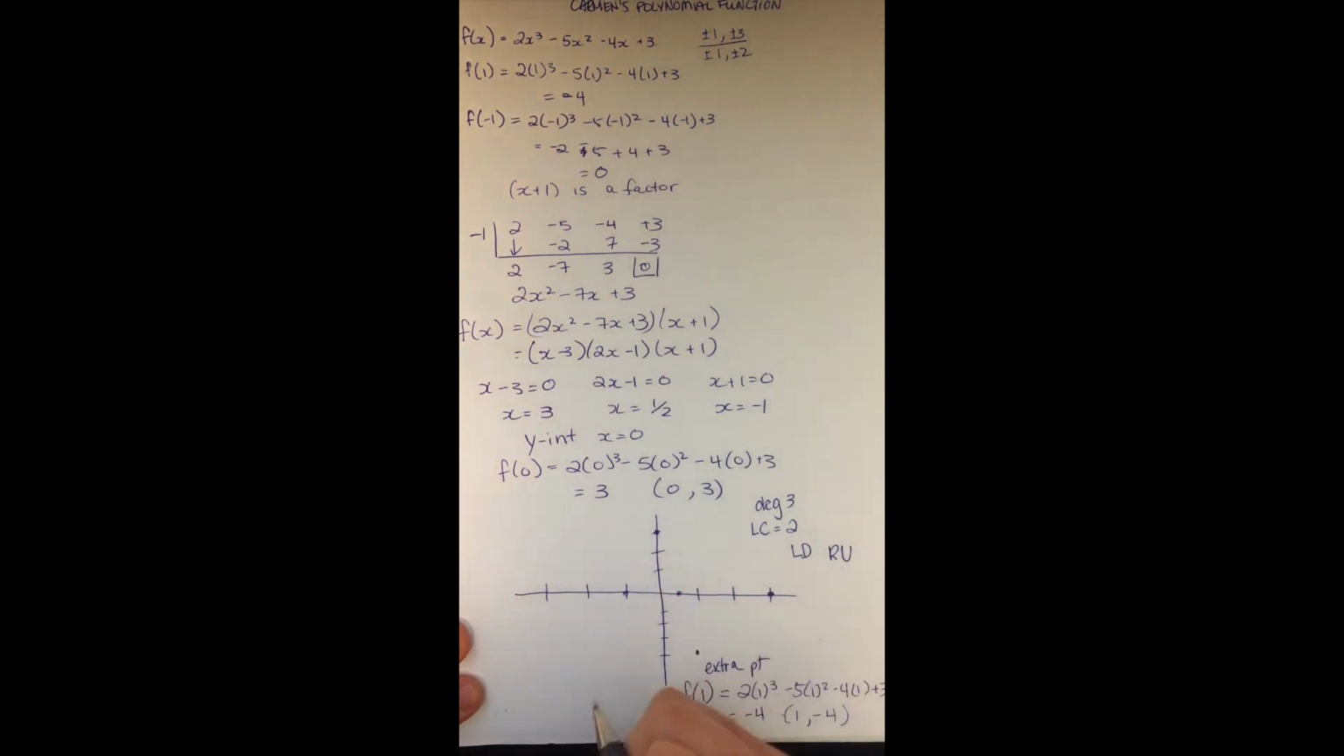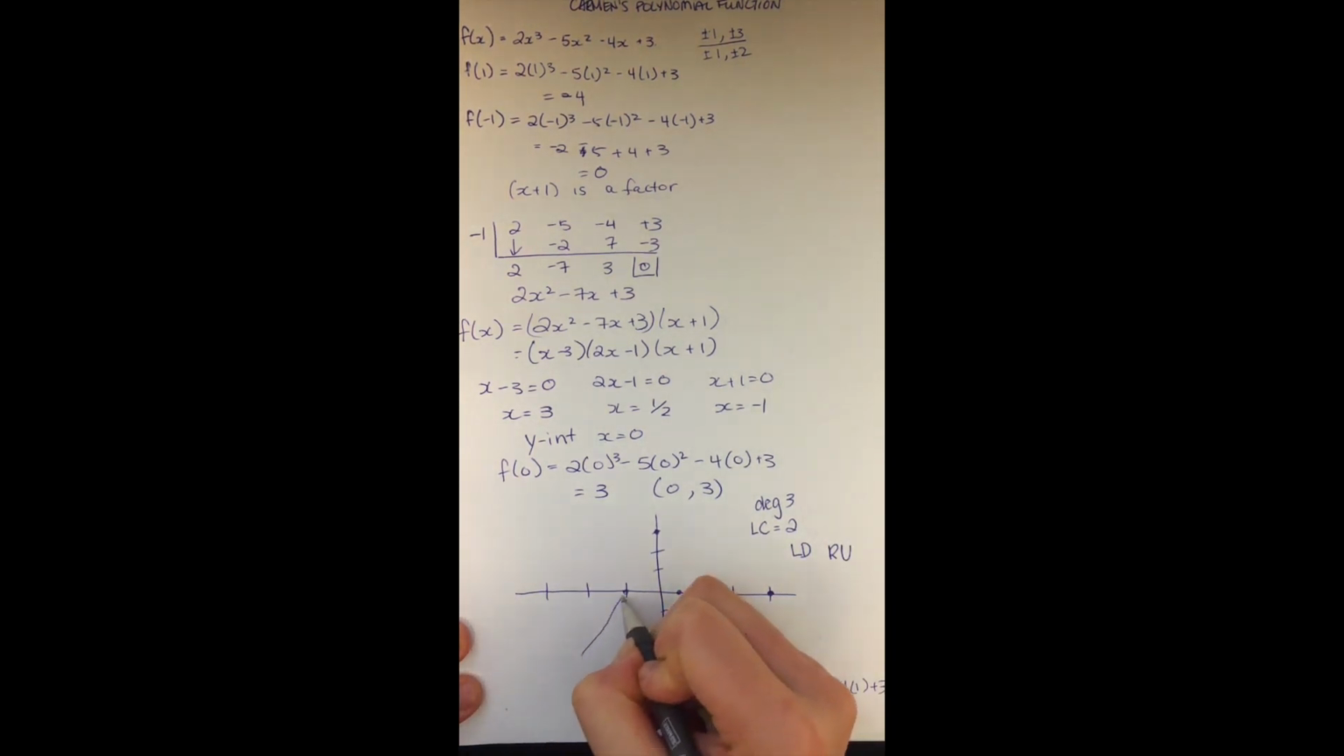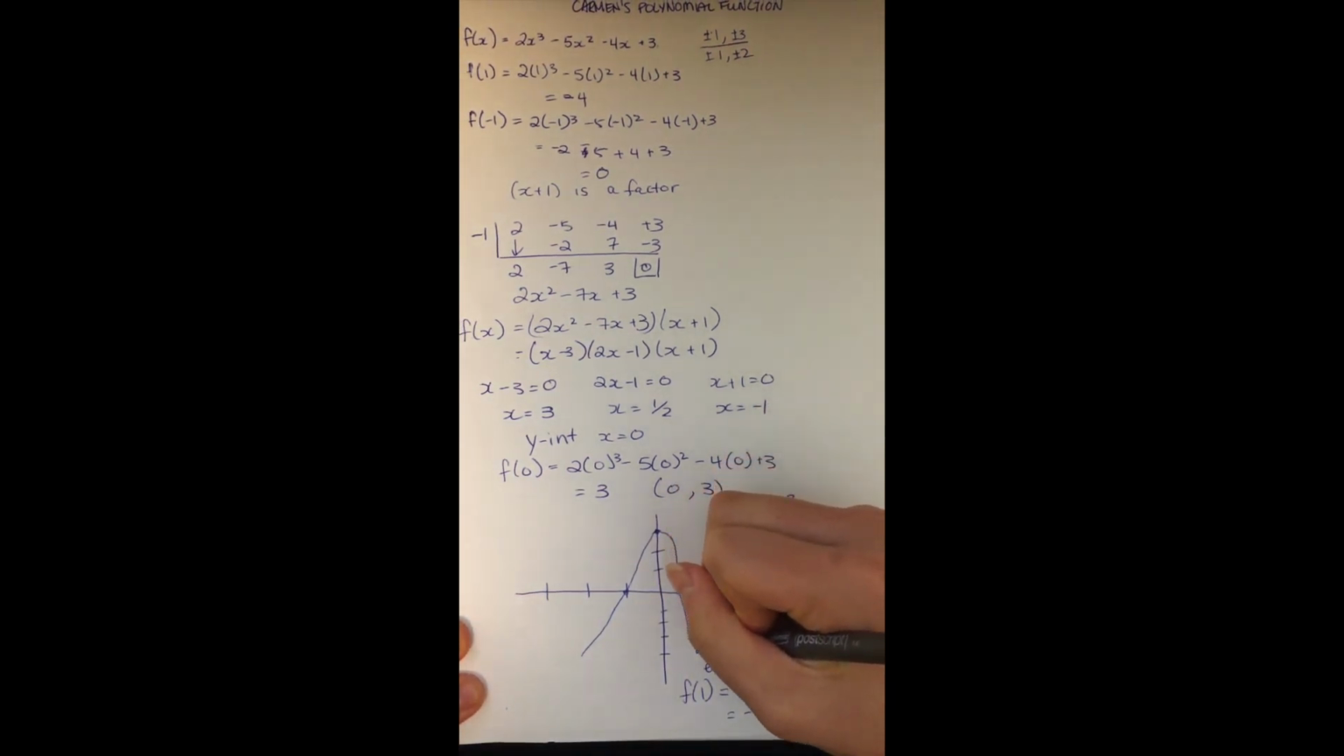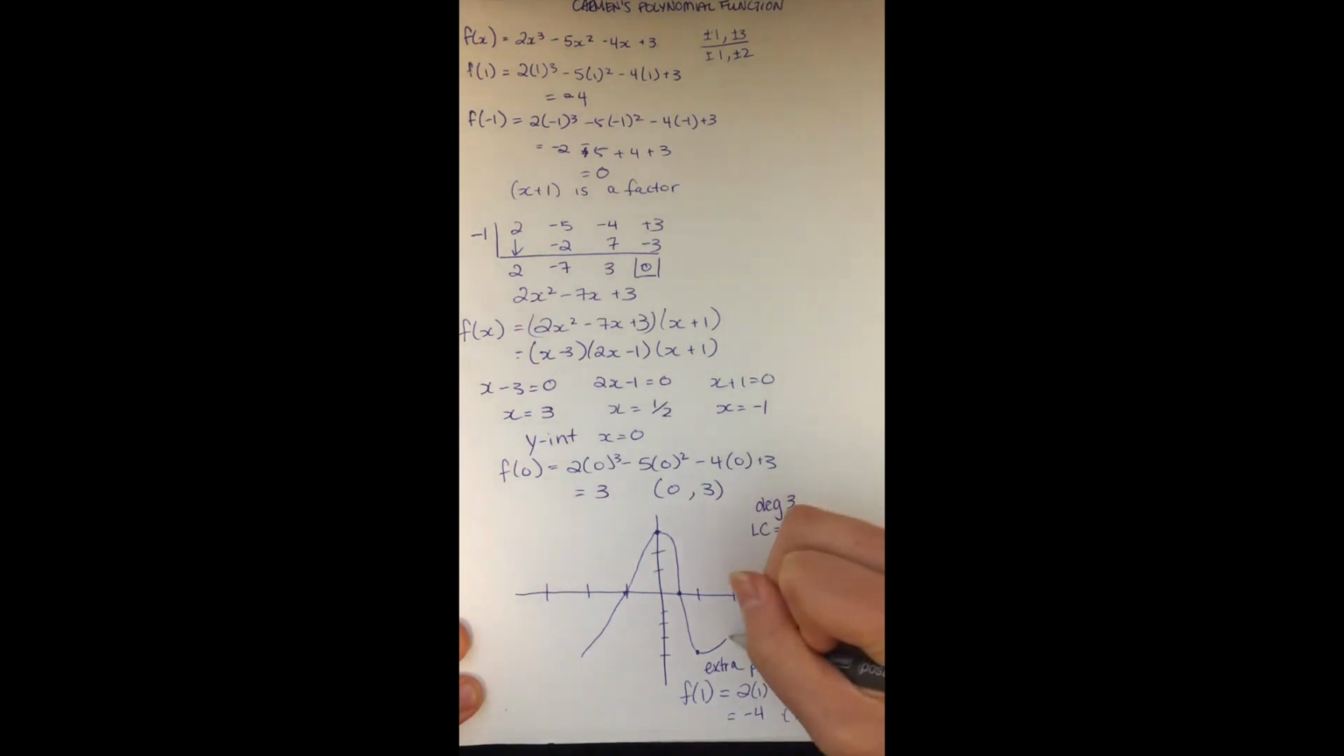So start down on the left, go through the points, and arrowheads on each side, and there you go. There is a sketch of our polynomial 2x cubed minus 5x squared minus 4x plus 3.